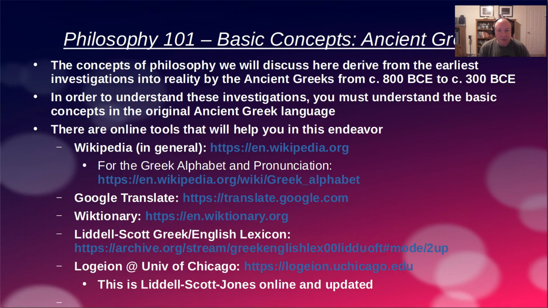There are online tools that will help you in this endeavor. First is Wikipedia in general. And for the Greek alphabet and pronunciation, there's a specific Greek alphabet entry in the Wikipedia series. Google Translate, Wiktionary, Liddell Scott Greek-English Lexicon from the Internet Archive, and the Logion at the University of Chicago, which is Liddell Scott Jones online and updated. Now I'll take a look at all of these and show you exactly how to use them.